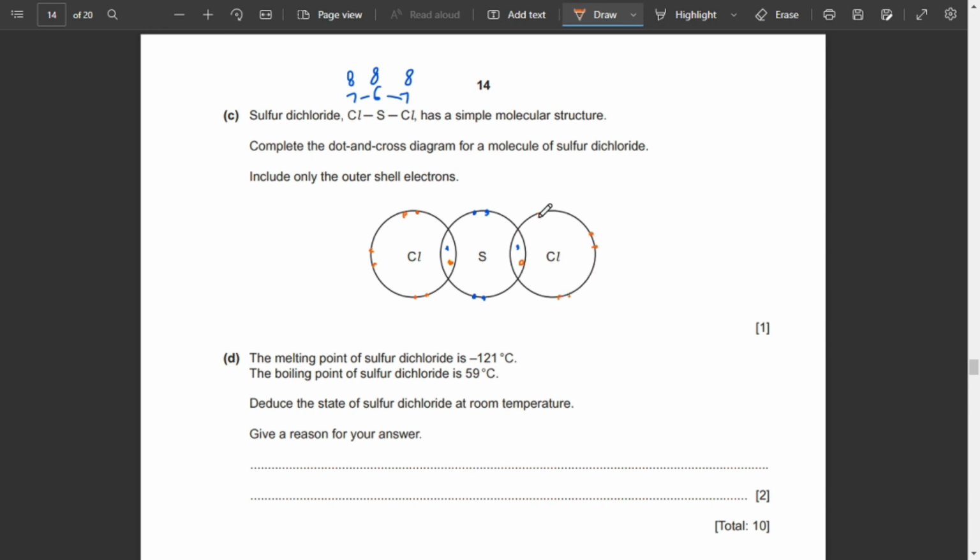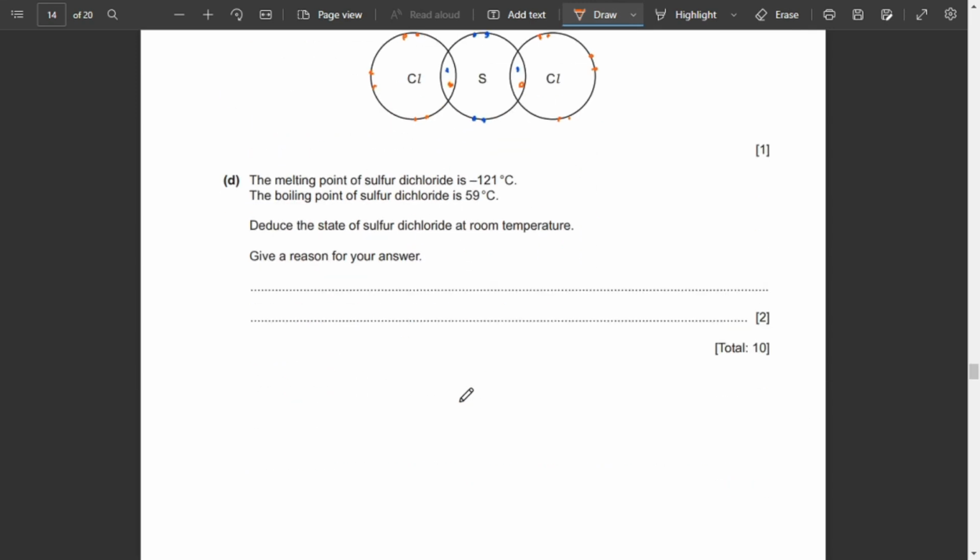Alright, and this is how it is going to be done. I hope it's clear. Now you can see that every element has formed its bond, and now it has 8 electrons in its octet. Moving on to part D.